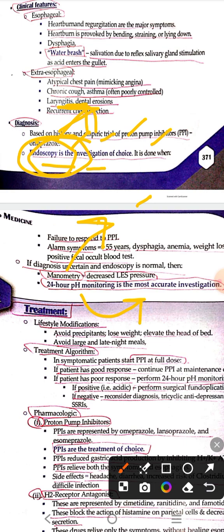Esophageal manometry is mainly used to check the lower esophageal sphincter pressure. Like in GERD, the patient obviously has lower esophageal sphincter pressure. And in the case of 24-hour pH monitoring, what will you do?